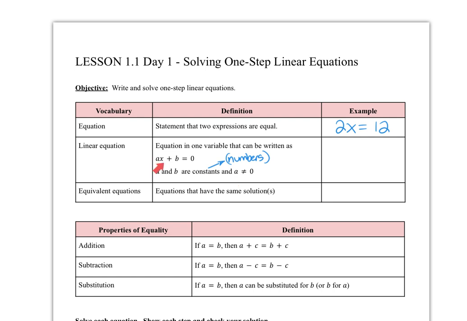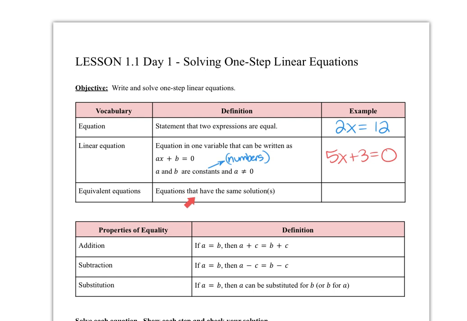Here's the reason why. Right here, ax means a times x. If a is 0, well, 0 times x would mean that we had no x's. And then it breaks that we have this linear equation because we need at least one variable. So it would be impossible for us to just have a number and no x there. So here's an example: 5x plus 3 equals 0. That would be an example of a linear equation.